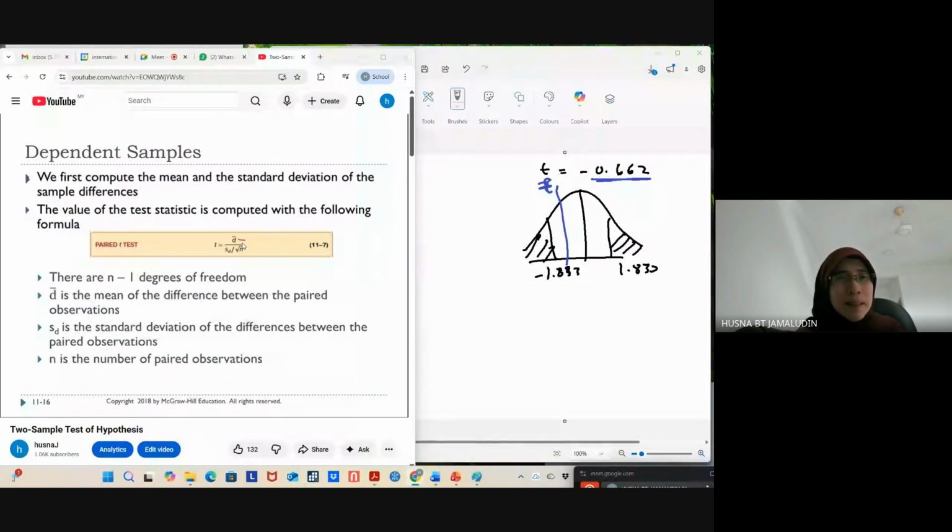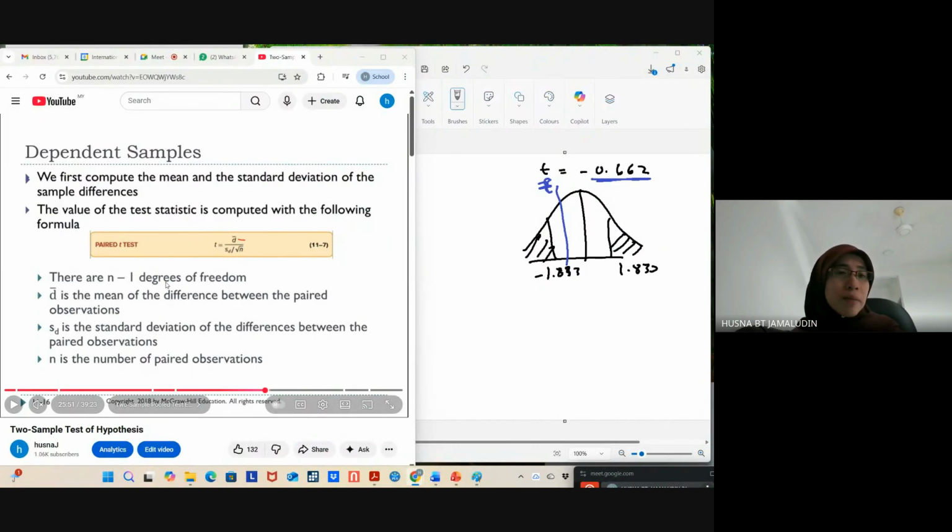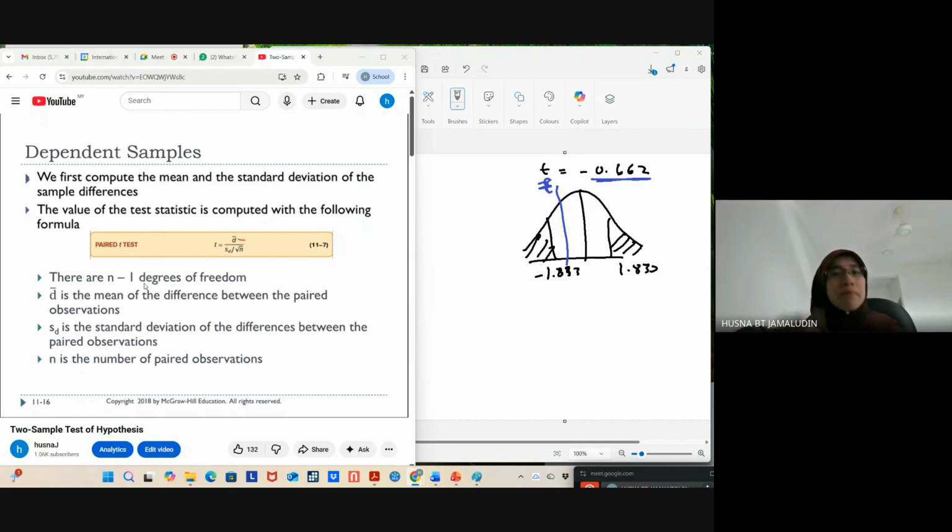They are very similar, so you consider them as one. So that's why the degree of freedom, the DF, is just n minus 1. But for the independent, because these are two different things, it is n1 plus n2 minus 2, because they are different.